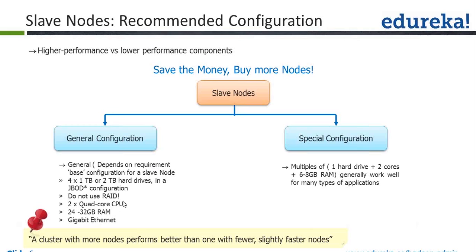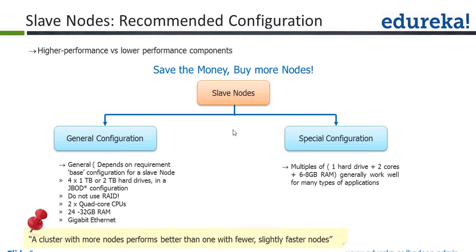Now, the guys with experience, can you say why no RAID is required? Can you just type in the chat window why it's saying no RAID for slave nodes? Exactly. So see, what will happen is, say, on the data node, now what is RAID? RAID is a redundant array of independent disks, right? If you look at RAID architecture, how will it happen.